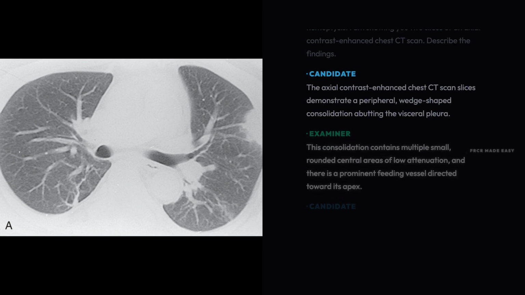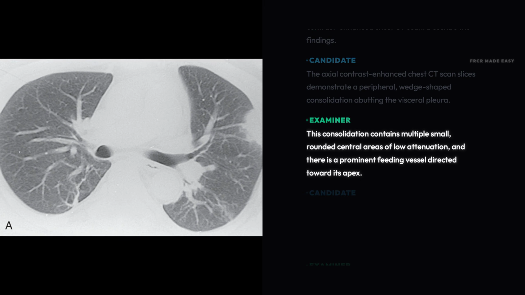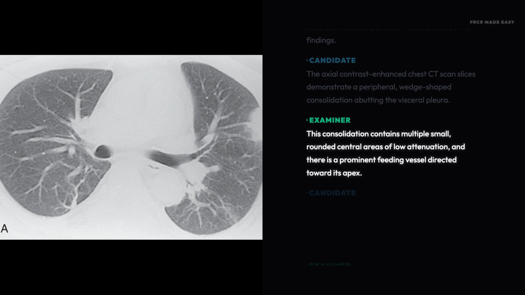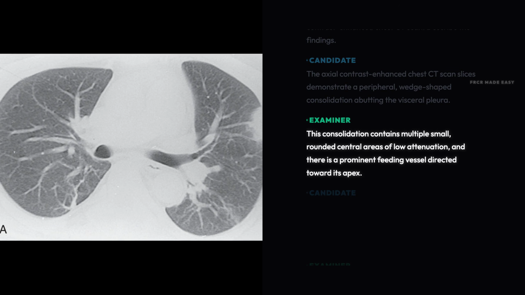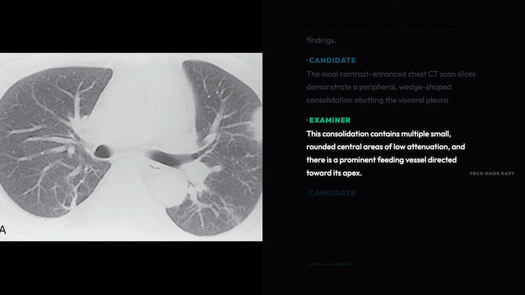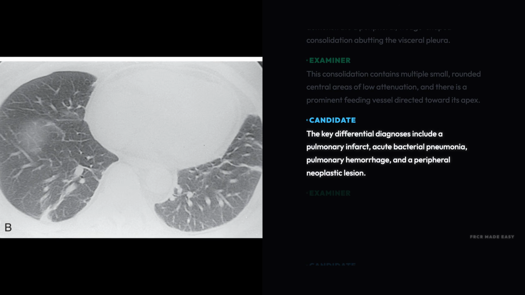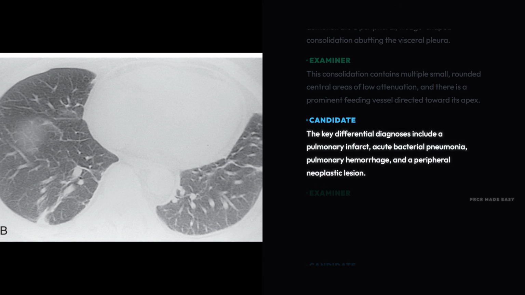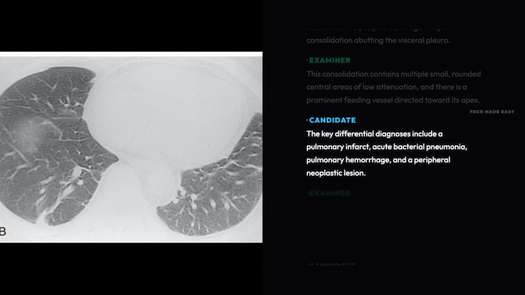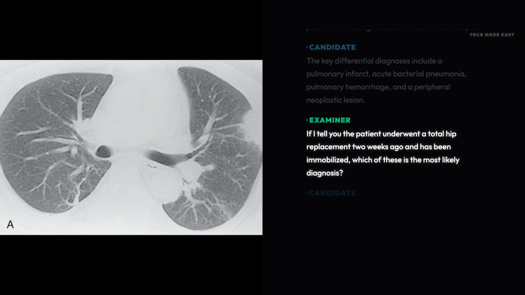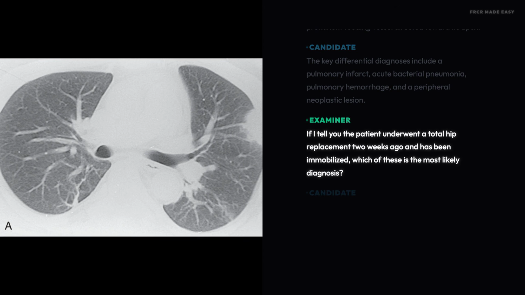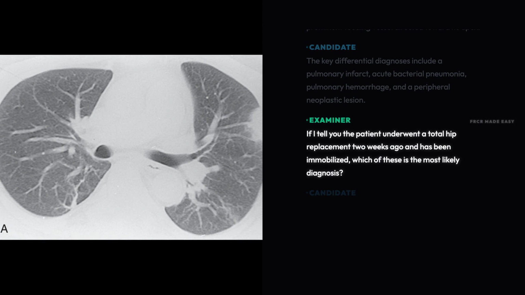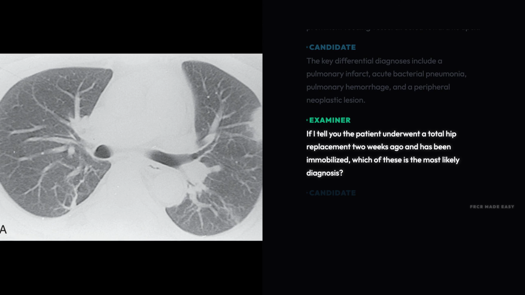pleura. This consolidation contains multiple small, rounded central areas of low attenuation, and there is a prominent feeding vessel directed toward its apex. The key differential diagnoses include a pulmonary infarct, acute bacterial pneumonia, pulmonary hemorrhage, and a peripheral neoplastic lesion. If I tell you the patient underwent a total hip replacement 2 weeks ago and has been immobilized, which of these is the most likely diagnosis?